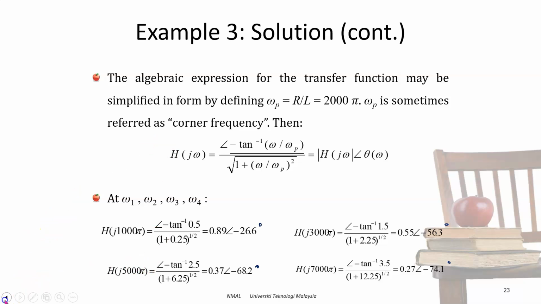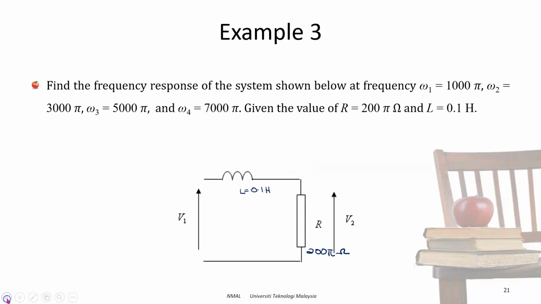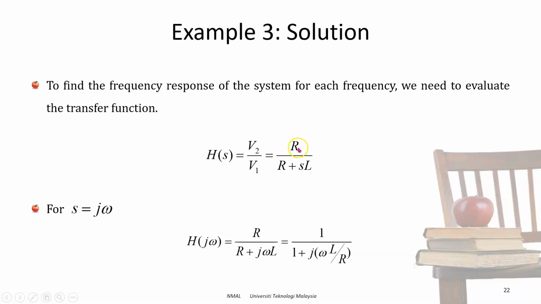Let's go back to the previous slide. Now I hope you know already how to find the transfer function from these figures. From this figure, the transfer function is given as the output voltage divided by the input voltage. The output voltage here is the voltage across the resistor, so you find the voltage across the resistor using voltage division. You just put the impedance, so R divided by R plus SL. You replace S here with j omega, and you rearrange so that it will become this form.